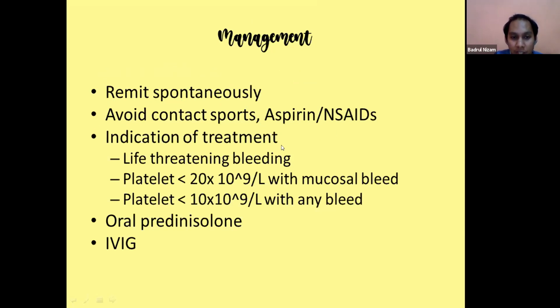So what are the indications of treatment in a patient with ITP? According to the PITS protocol, we give treatment for ITP if there is life-threatening bleeding, such as intracranial hemorrhage, if the platelet count is less than 20 with mucosal bleed, or if the platelet count is less than 10 with any bleeding. So the treatment of choice is either oral prednisolone or IVIG. But this treatment is just to increase the number of platelets acutely, and it usually does not affect the long-term management of ITP. The mechanism is said to be that it reduces the clearance of platelets by the reticuloendothelial cells, and it does not affect antibody production.